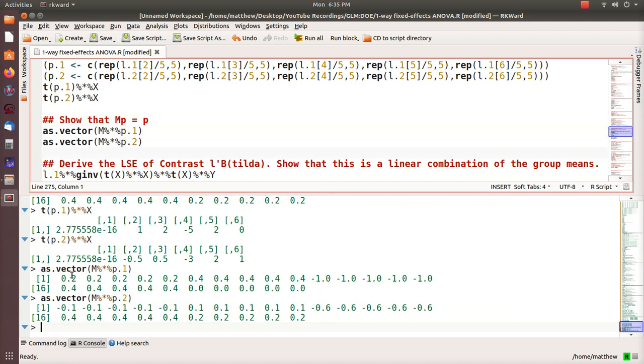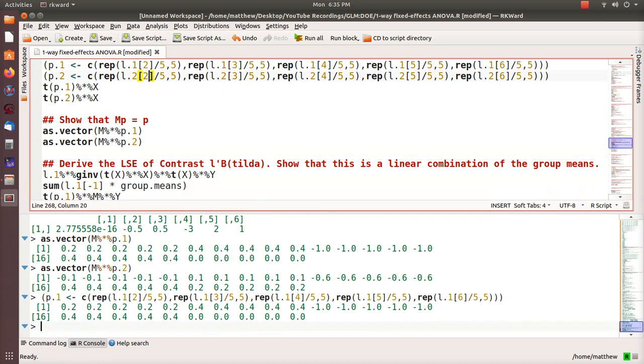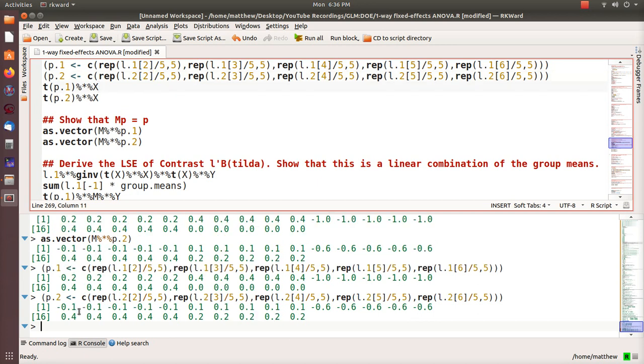And we do. Let's look at these rows here. So this is row 1, and this is row 1 that we created. Well, this is m times row 1, and they are equal. And then that row 2, and this is m times row 2, and they are 100% the same, as they should be. Now, let's derive the unique least squares estimate for lambda beta tilde.